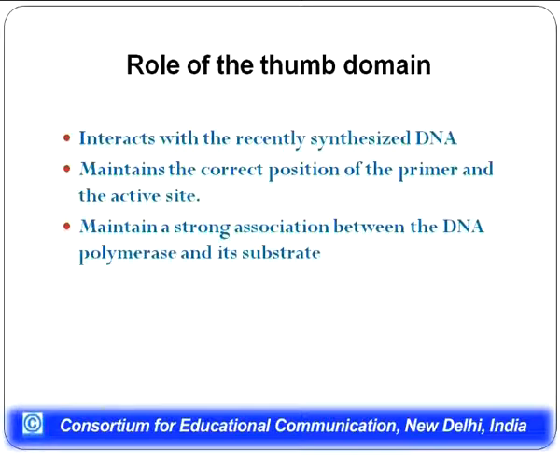Also, the thumb domain makes strong association between the DNA polymerase and its substrate, so that once DNA polymerase is bound to the primer template junction, it carries on addition of a great number of nucleotides in one go. This is termed processivity. Processivity is enhanced not only because of this particular aspect of the thumb domain, but many other proteins which are involved in DNA replication also help in enhancement of processivity.